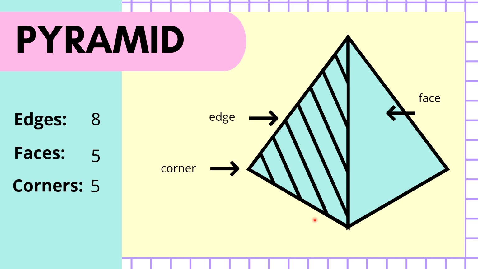We also have the corners. So 4 corners at the base and 1 corner on top here. Out of these 3, I would say the most important one is the faces. This is the one that will help us to find the total surface area of the pyramid.